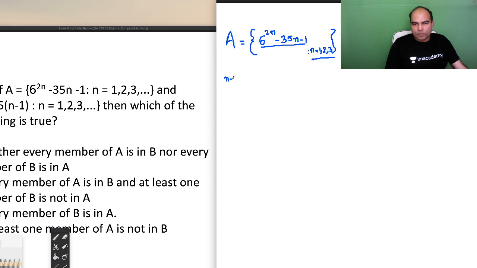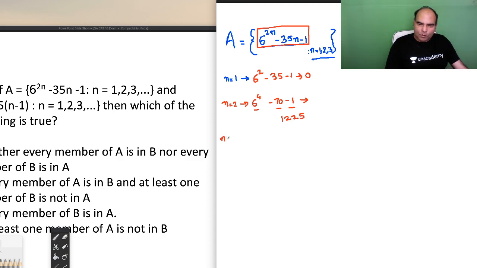So we start thinking about the values that will work here. With n equal to 1, the value of this expression will become 6 squared minus 35 minus 1, and you can see that its value is 0. With n equal to 2, the value is 6 raised to 4 minus 70 minus 1, which you can visualize as 1296 minus 70 minus 1. So its value is going to be 1225. So these two values are calculable.